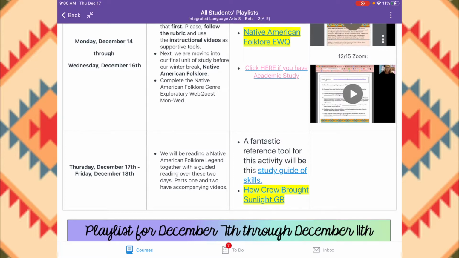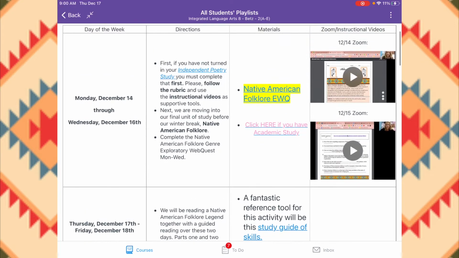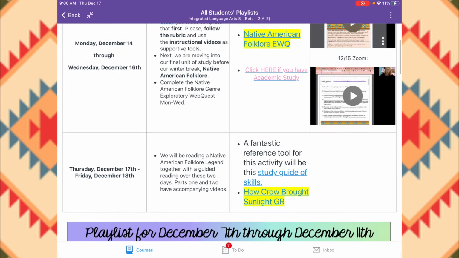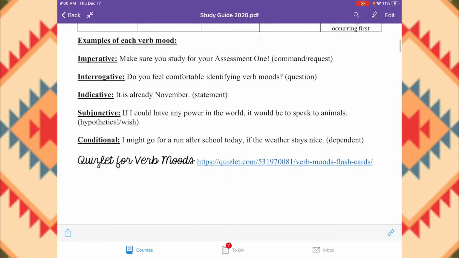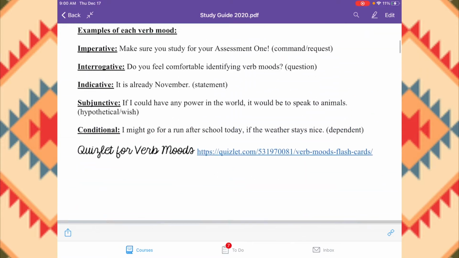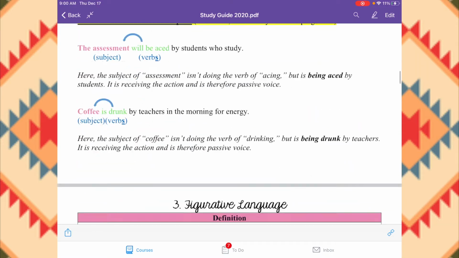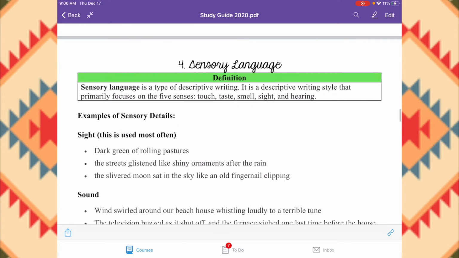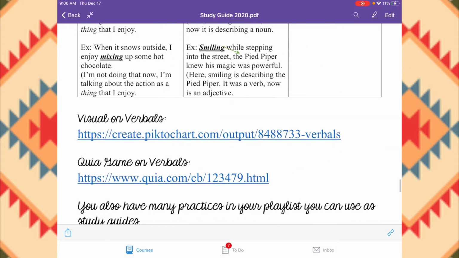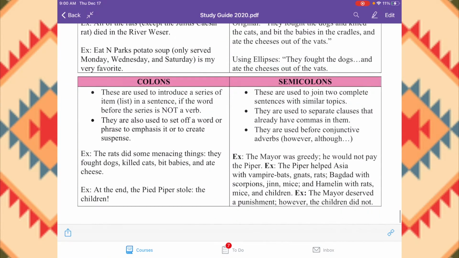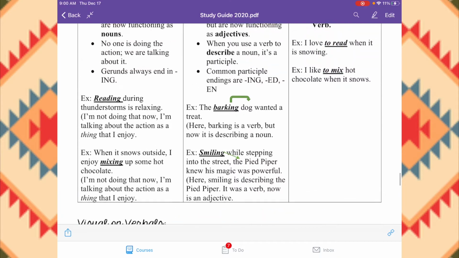Today we'll be doing the first part of our Native American folklore legend guided reading, How Crow Brought Sunlight to the People. The first thing I want you to do is take a look at these supportive resources. Under materials, we have a study guide of skills. Here, we have one place where you can reference everything you'll need for this guided reading. It has verb moods, active passive voice, figurative language, sensory language, MLA quote formatting, verbals, and advanced punctuation. Those last two we just learned since our last benchmark.